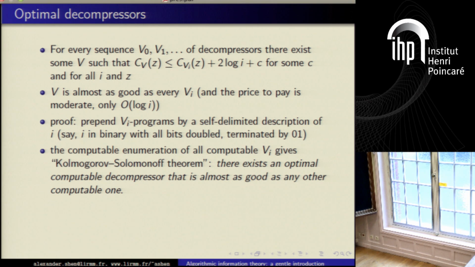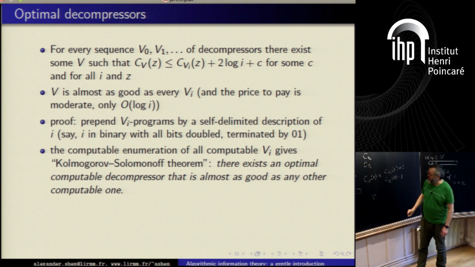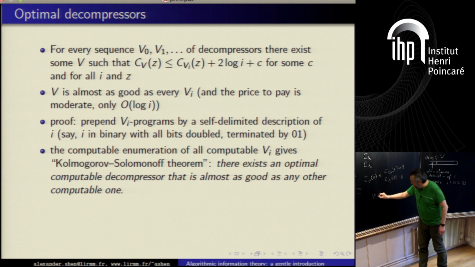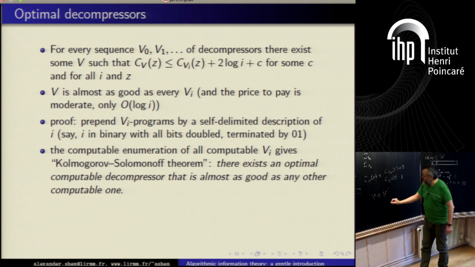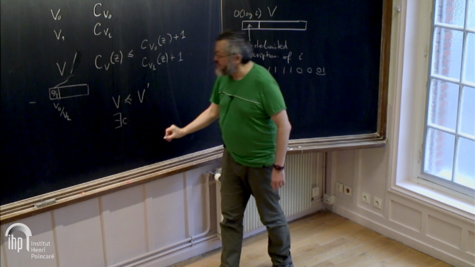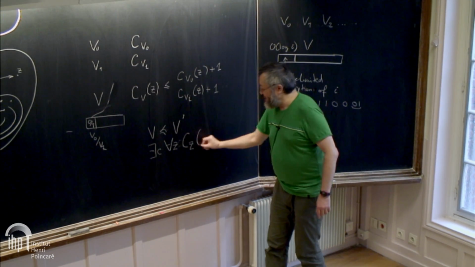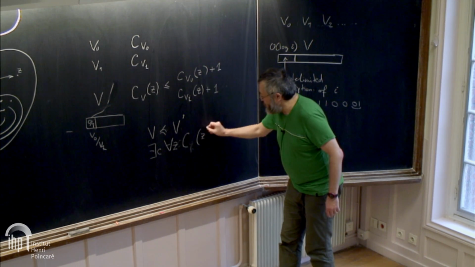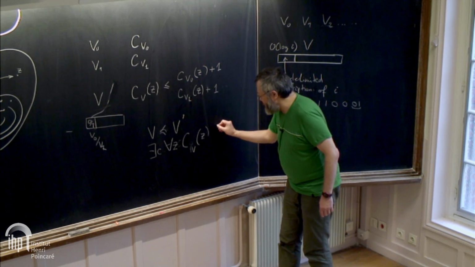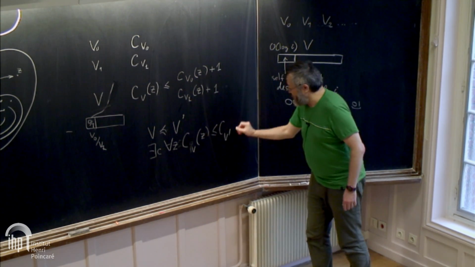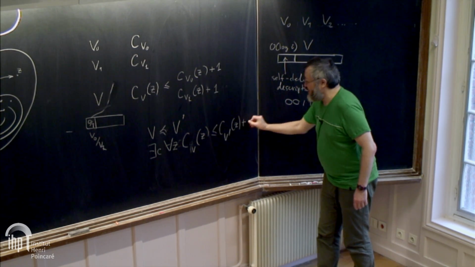That's the meaning. I see that I'm mixing things. So there is a pre-ordering on decompressors. We say that V is better than V prime if there exists some constant C such that for every Z, the complexity of Z with respect to V is at most the complexity of Z with respect to V prime plus this constant.